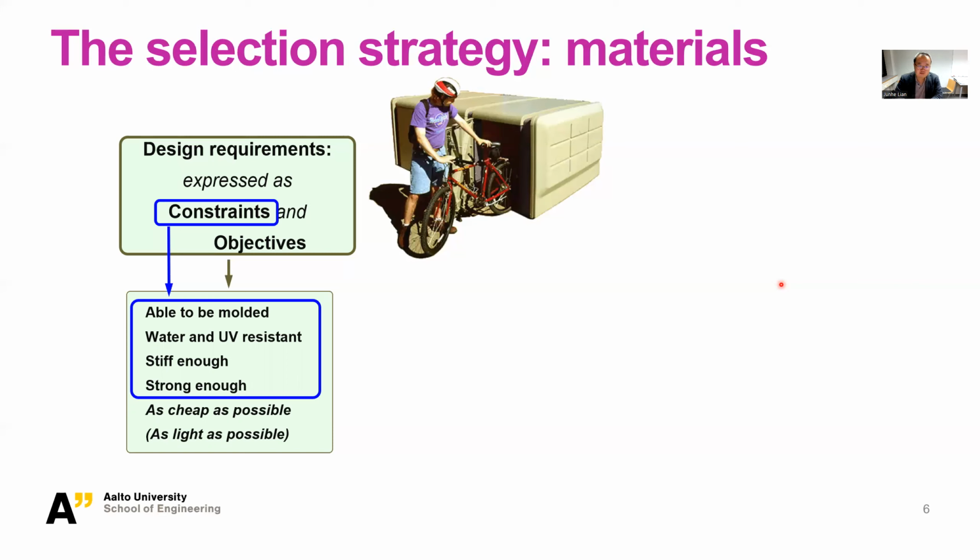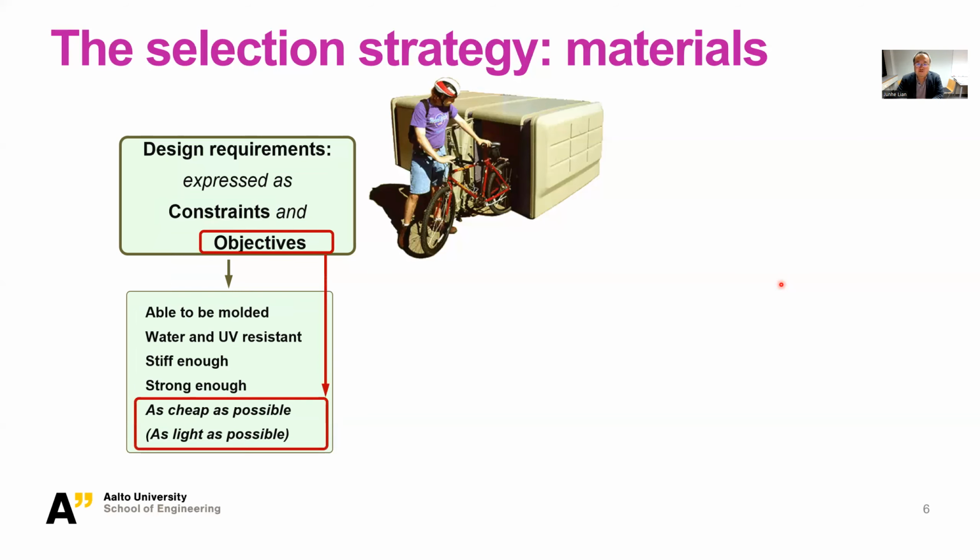The second type is a kind of threshold. It's a quantitative measure, but you don't need to do optimization. You basically just need to fulfill a certain lower bound. For example, the material should be stiff enough, meaning the stiffness should be just above a certain level, or the material should be strong enough, meaning the strength should be above a certain level. All of these are the so-called constraints.